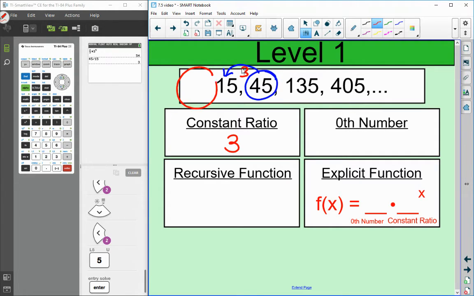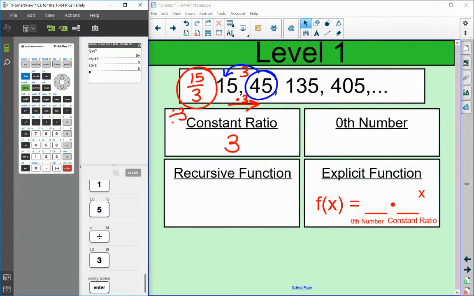Now I need to get my 0th number. Remember, if I'm timesing by 3 going this way, I'm going to divide by 3 going backwards. So what would I do? I would do 15 divided by 3. Now, you should notice that that one does come out to be a whole number. So if you need to type it in the calculator, hopefully you didn't, but it does give you 5. So instead of writing 15 over 3, why put a fraction when you don't need to? We're going to put 5.